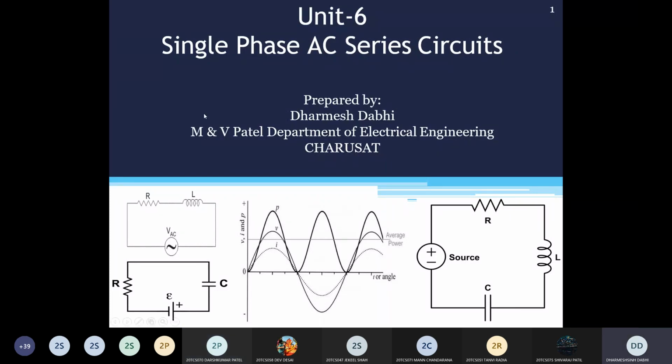Have you learned this topic in your 12th standard or 11th standard, single phase AC circuit like this? Or is it new for you? Or if you have learned this topic, or it is new to all of you? Based on that, I will go on. Sir, it is new. Okay.